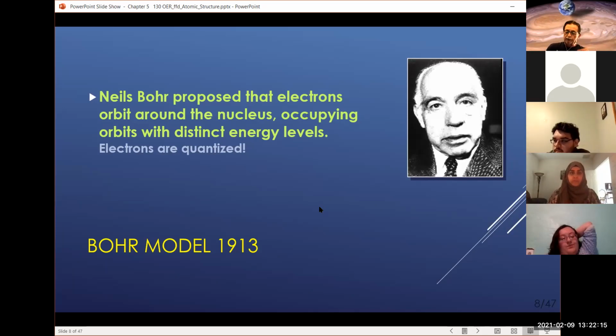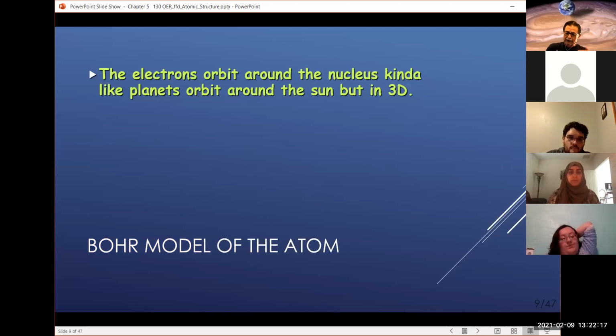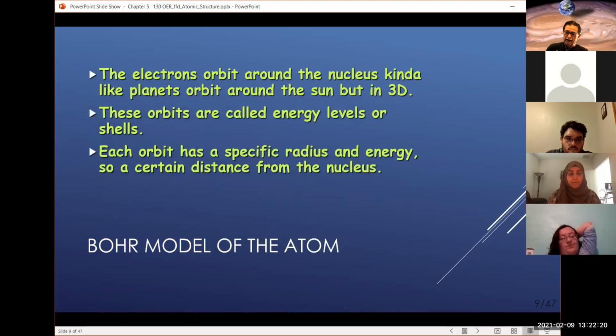So Bohr proposes the idea that they're basically orbiting around the nucleus, but orbiting with specific energy levels, not just haphazardly thrown in there. Each orbit has a specific radius and specific energy.